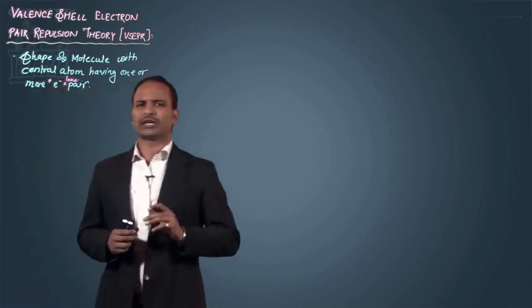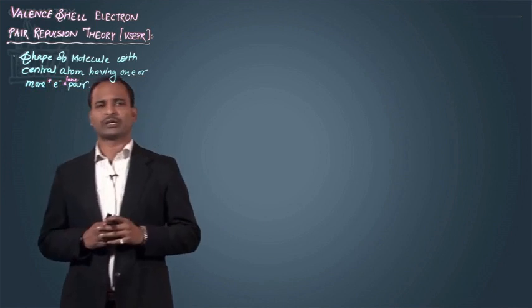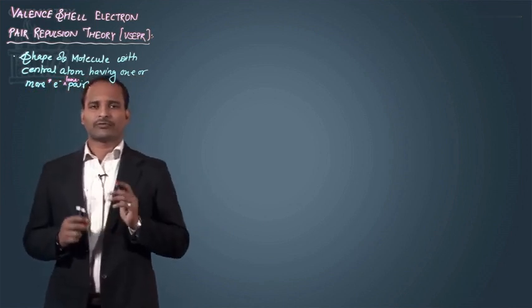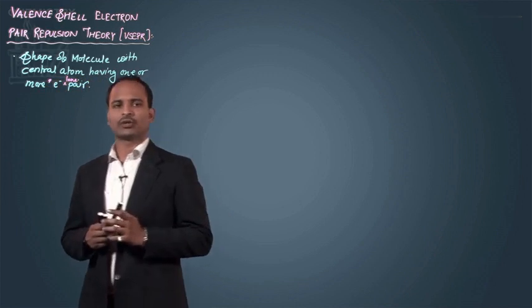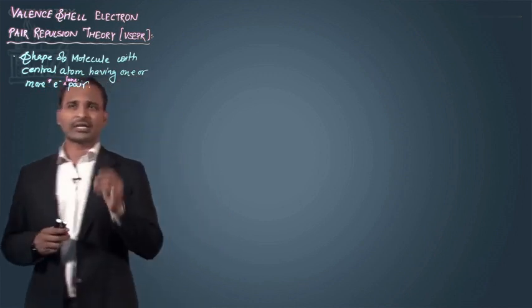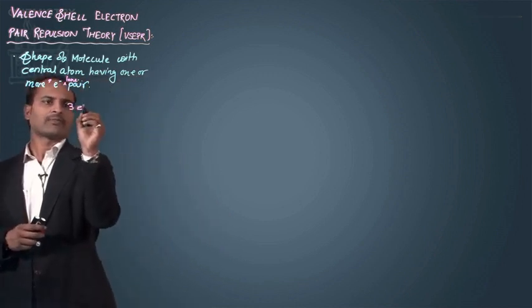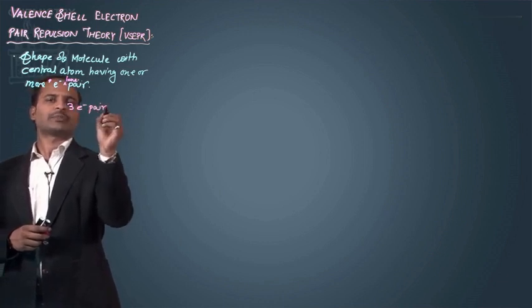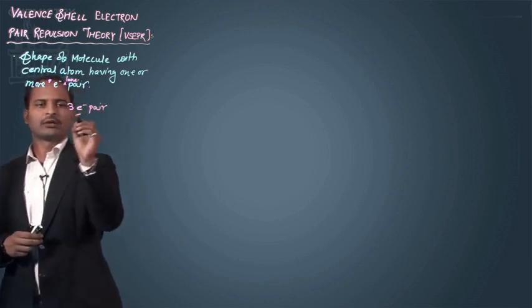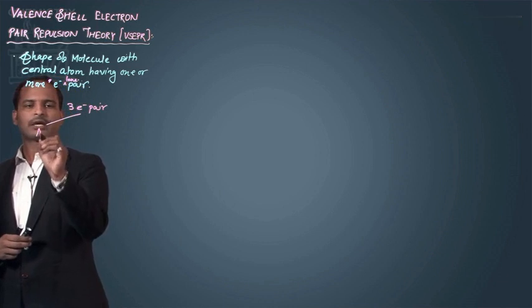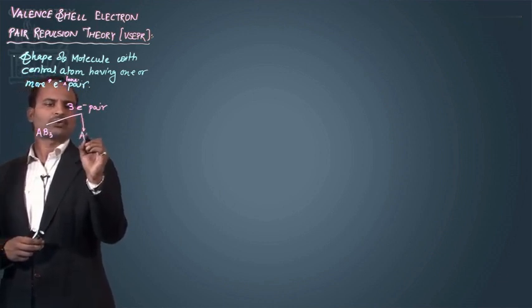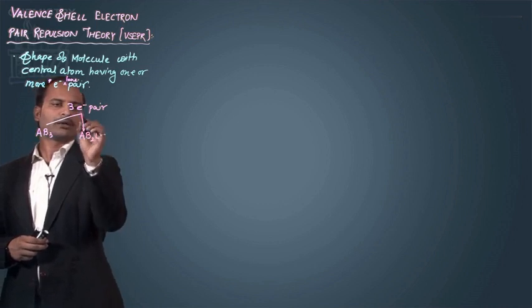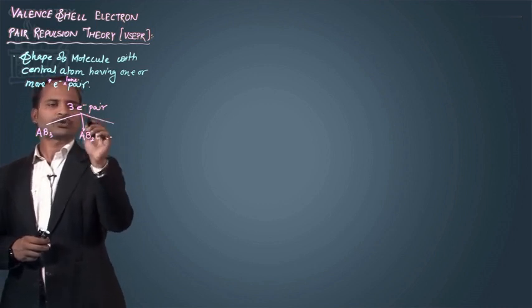So one or more electron pairs, that is, one or more lone pair electrons, are present. Now what the shape of the molecule will be depends upon how many pairs of electrons are there in a molecule. Suppose there are 3 electron pairs. Then there will be only 2 possibilities: either the molecule will be AB3 type, or it is going to be AB2L type.